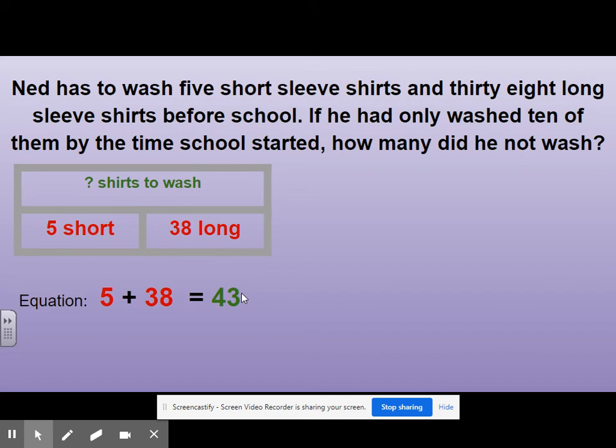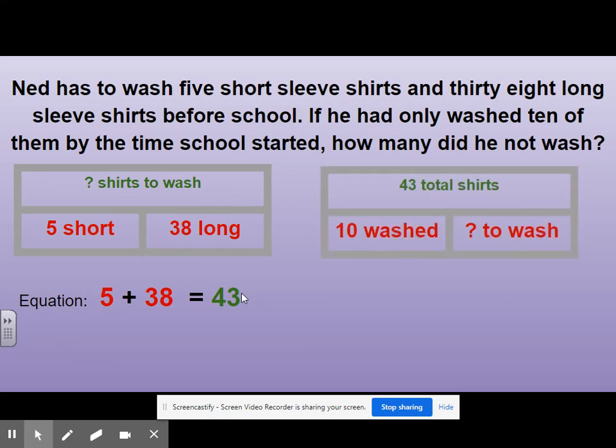How many more does he need to wash? Well, my bar model looks like this. 43 total shirts, he's washed 10. How many does he have left to wash? We could write that into an equation.